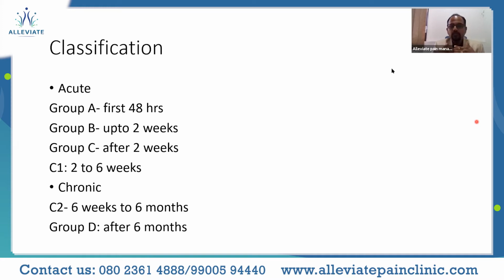Group A includes the first 48 hours, whereas group B could be up to 2 weeks from the surgery. Then it could be beyond 2 weeks, and from 2 weeks there is another classification up to 6 weeks, and then beyond 6 months. The period after 2 weeks is classified again into C1 and C2. C1 is 2 to 6 weeks and C2 is 6 weeks to 6 months, which brings us to the last group, where we see the pain after 6 months after the intervention.